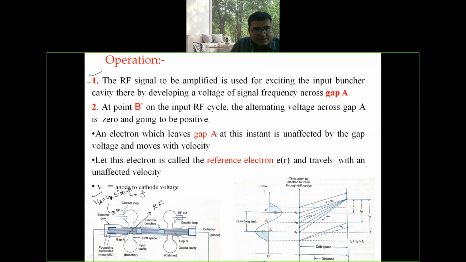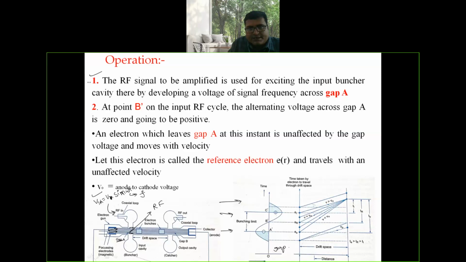Now here the electrons are generated by the electron gun, and the generated electrons are affected by this particular gap A voltage and travel through the drift space. Let us move to the Applegate diagram. In this fashion the electrons are moving, and how they are affected in gap A position.